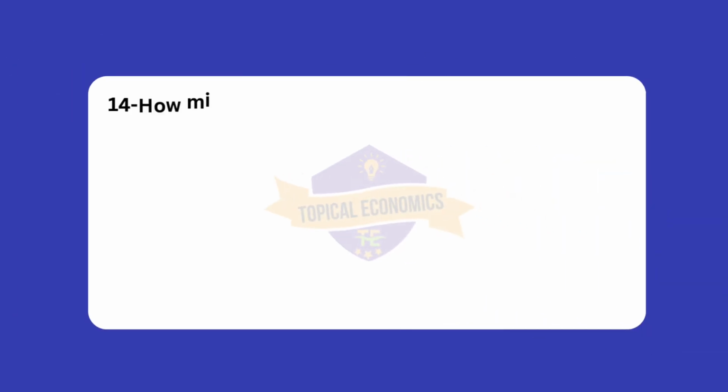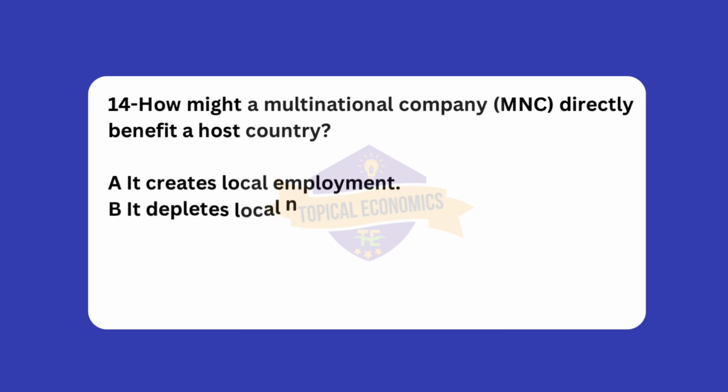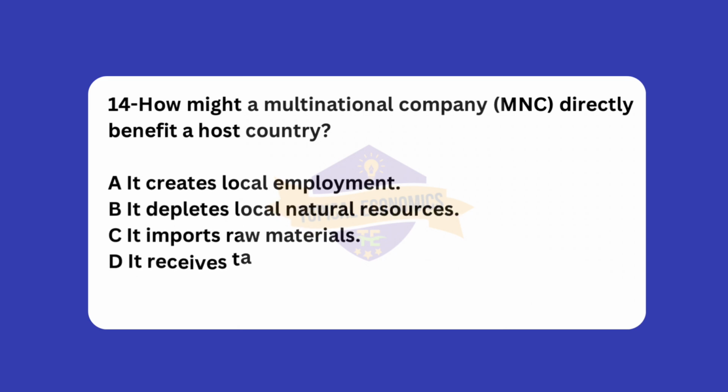Coming to our 14th question, how might a multinational company directly benefit a host country? Option A, it creates local employment. Option B, it depletes local natural resources. Option C, it imports raw materials. Option D, it receives tax concessions. So the correct answer is going to be option A, because a multinational company directly benefits a host country by creating jobs which can improve local economies and increase income levels.